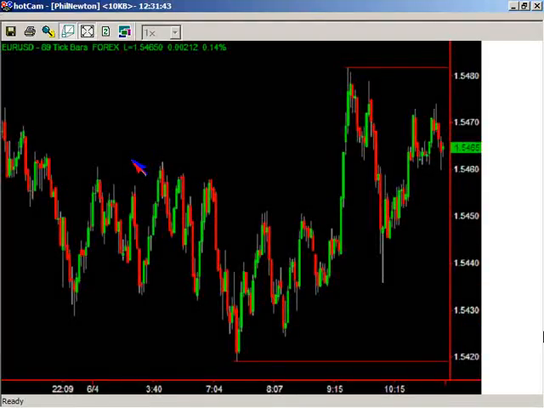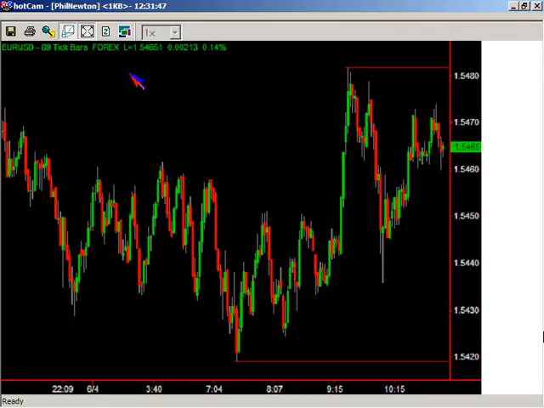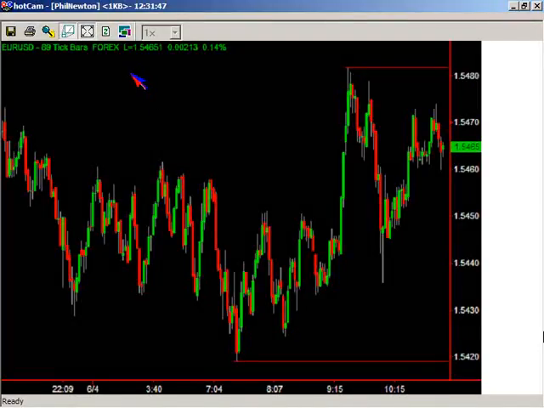Euro dollar. Now, euro dollar, quite an interesting trade opportunity to look at. Sorry about that, folks. Quite an interesting range opportunity to look at.